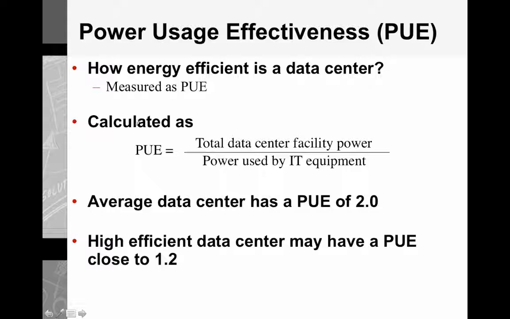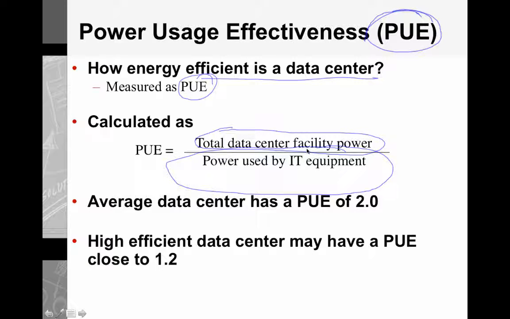There is something called power usage effectiveness, also referred to as PUE. It's really how energy efficient a data center is. People often ask, what is your PUE? The way it's calculated is the total data center facility power divided by the power used by the IT equipment.